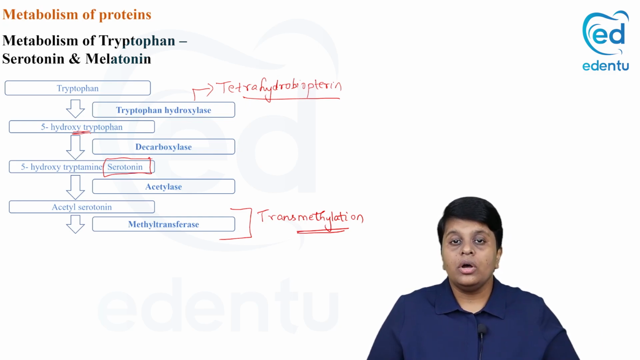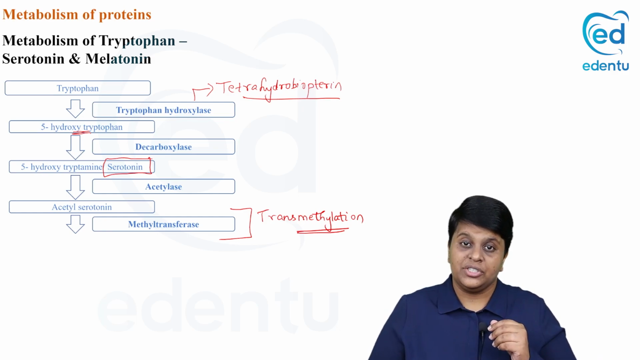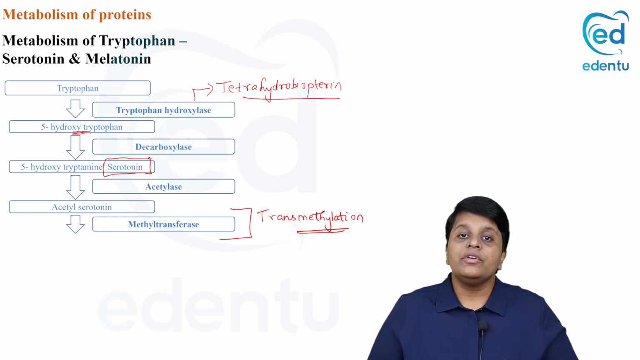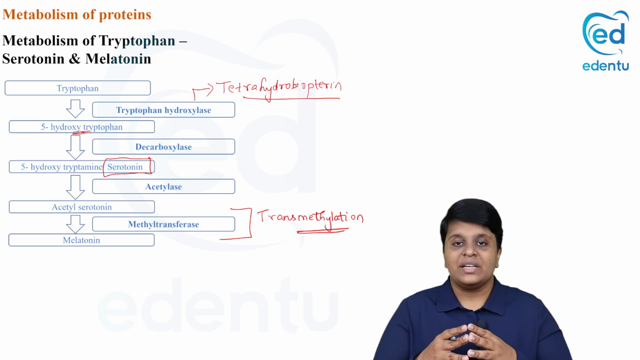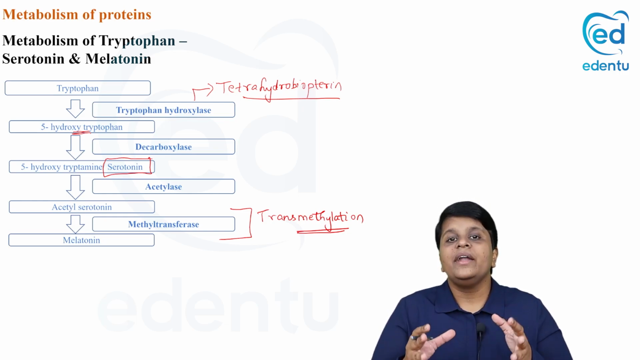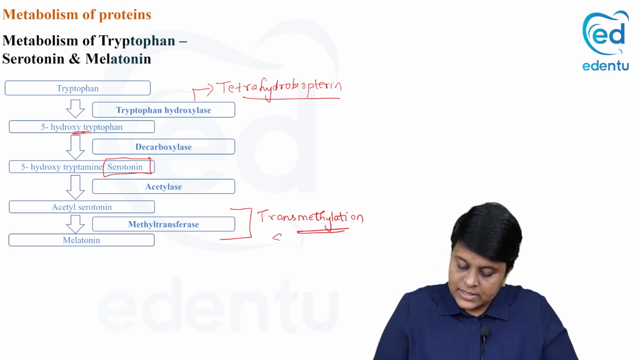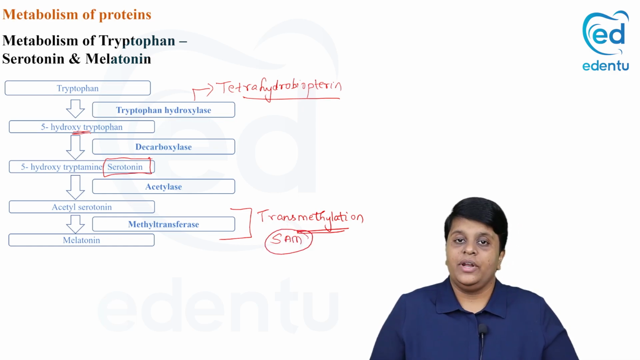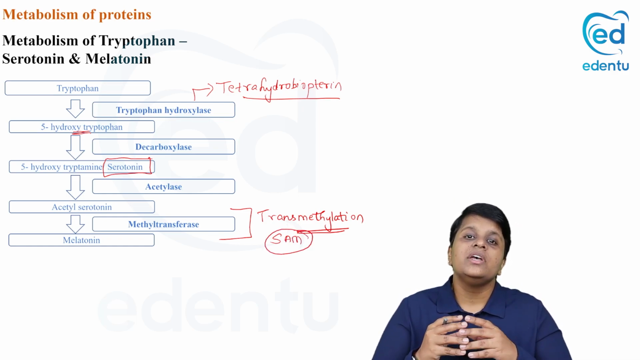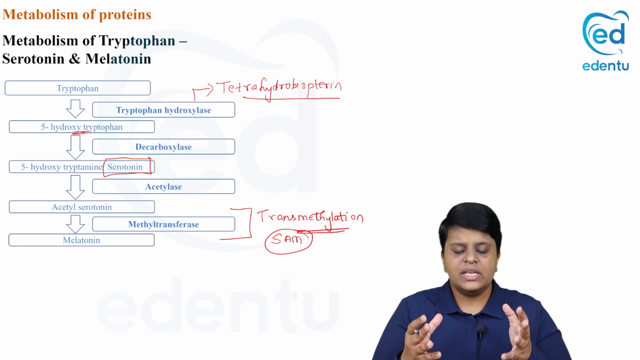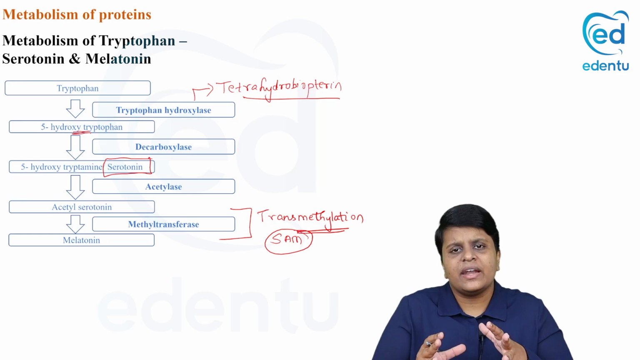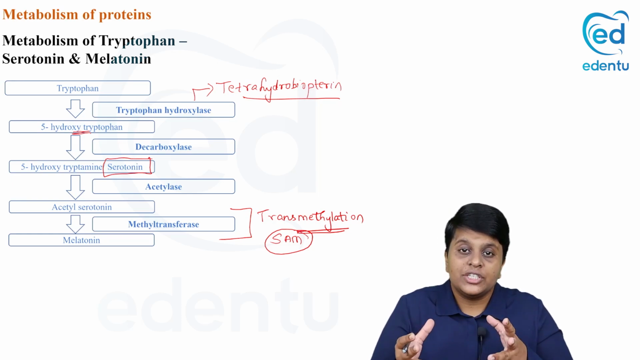So we already saw the conversion of norepinephrine to epinephrine. It's a transmethylation reaction. And here conversion of acetyl serotonin to melatonin is a transmethylation reaction, and this requires S-adenosyl methionine. All the transmethylation reactions require S-adenosyl methionine. Okay, so these are the simple steps of synthesis of serotonin and melatonin from tryptophan.